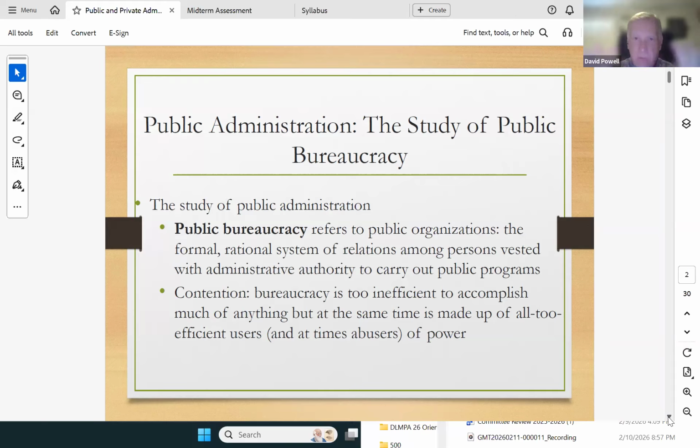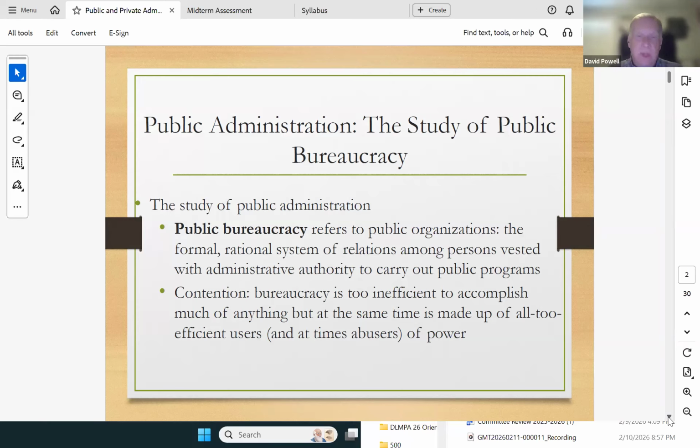So, with that kind of large definition of public bureaucracy, you can see how all the different elements of the MPA program fit into that definition. You've got a core course in public budgeting and finance because you get these appropriations from a legislative body and then you have to manage and use those appropriations in an efficient and effective manner. We know that we're talking about administrators who are vested with administrative authority, which makes human resource management, PPA 577, an essential course to have in a program like this.